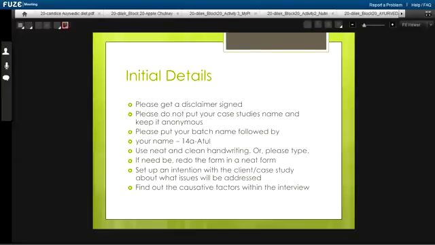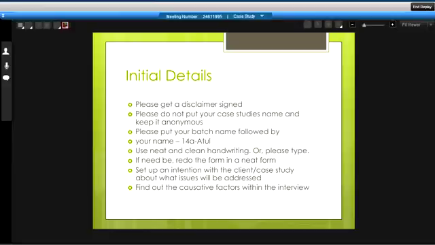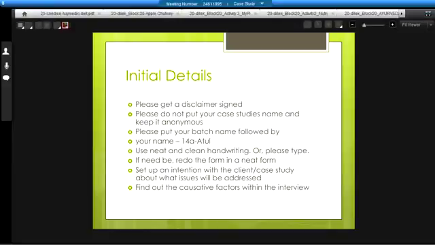Cover all your bases. You can tailor these recommendations to fit your own style of interviewing and fit your flow of how you ask questions. But if you can get these details in your case study, then you'll have covered the most ground. So let's begin. Really quickly, before you start, get a disclaimer signed.